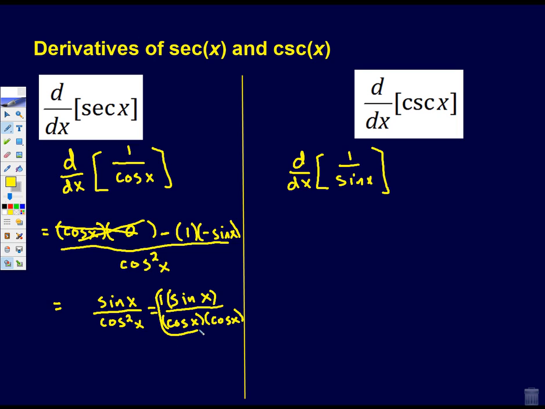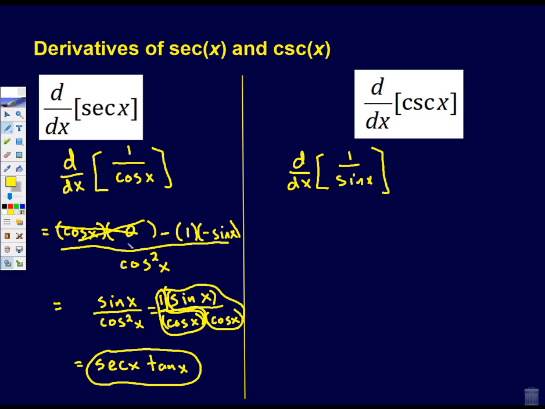So now I can regroup these into two fractions. One of them is going to be 1 over cosine. The other one is going to be sine over cosine. And they would multiply together, right? So 1 over cosine x is an identity for secant x. And sine x divided by cosine x is an identity for tangent x. So now I would write my derivative of secant x as secant x times tangent x. That is the way it's normally written.